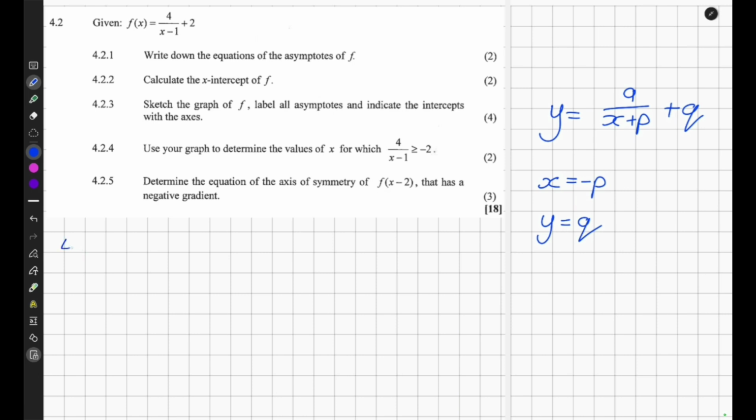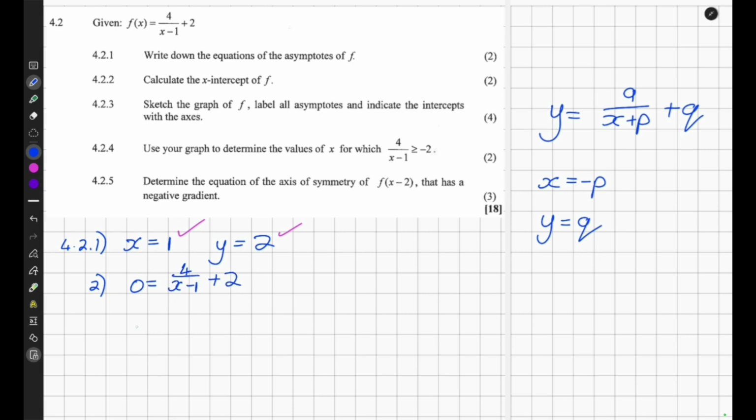So if I answer question 4.2.1, in this case, x would be equal to positive 1 and y would be equal to 2. No calculation needed. You get 1 mark for each of those. Question 2, calculate the x-intercept of f. I get an x-intercept by making y equal to 0. So I can then just rewrite as: if y equals 0, 0 equals 4 over x minus 1, plus 2.